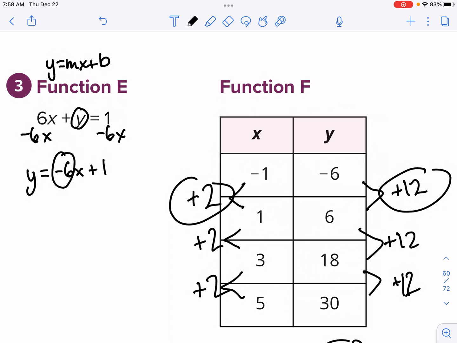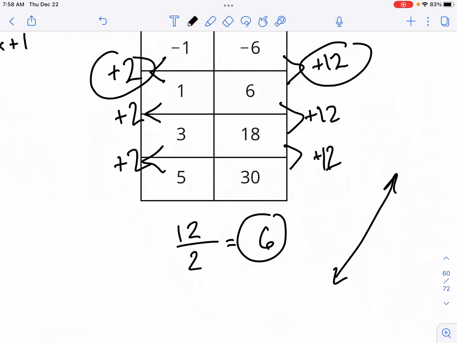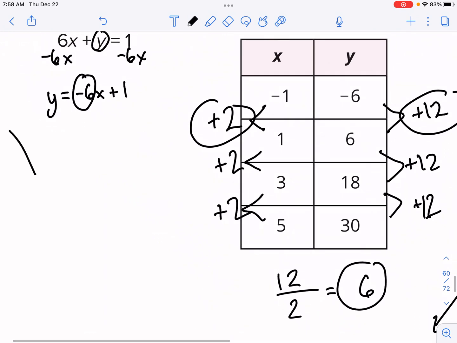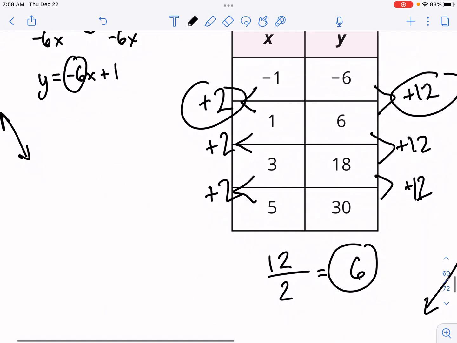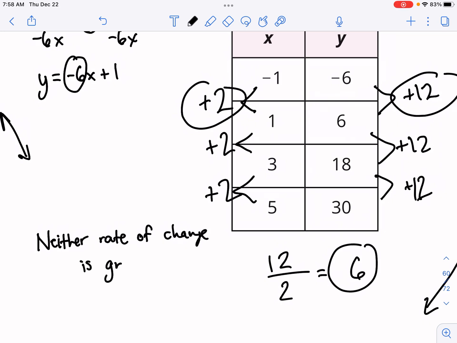So which one has the greater rate of change, meaning which one is the steepest? Like if this is +6, maybe -6 is something like this. Even though one is positive and one is negative, they both are 6. So since both are 6, negative or positive, we would say neither rate of change is greater. They're equal. Okay, so just be mindful of that.